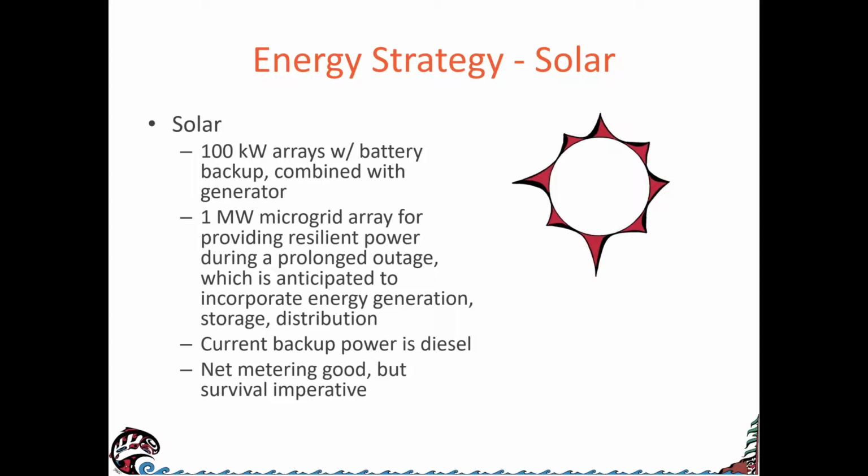Right now, our buildings are backed up by diesel, and if the roads get cut off, the question is, how much diesel can we have in the village? How long will that last? So net metering is good, which would happen with both the microgrid and the 100 kilowatt arrays, but that's not the driving force for this. It's just survival. So net metering is good, but survival is imperative. Next.